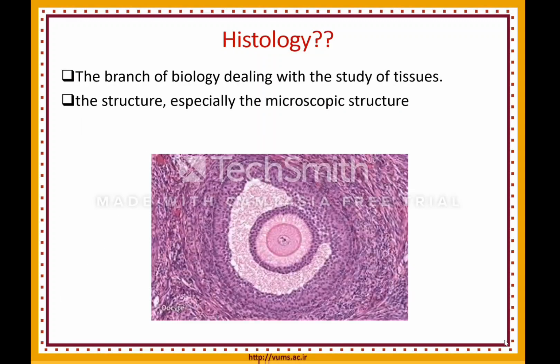What is histology, or what is the definition of histology? Histology includes two words, histo and logy. Histo means tissue and logy means knowing. This science is a branch of biology in which we study the tissue, the structure of the tissue, with a microscope.